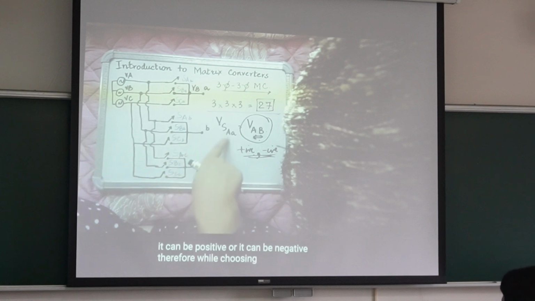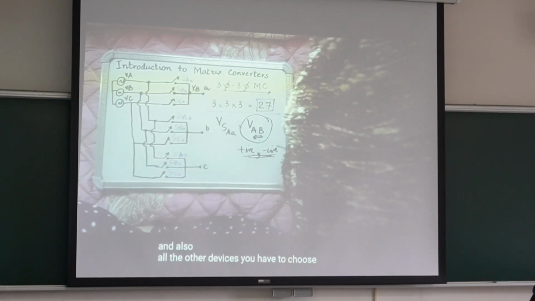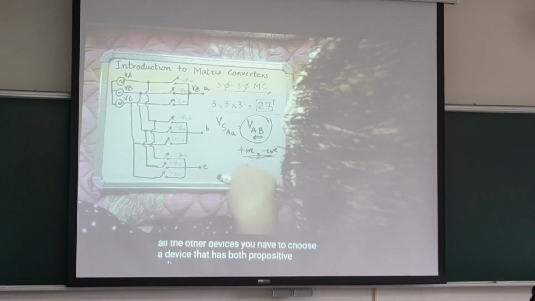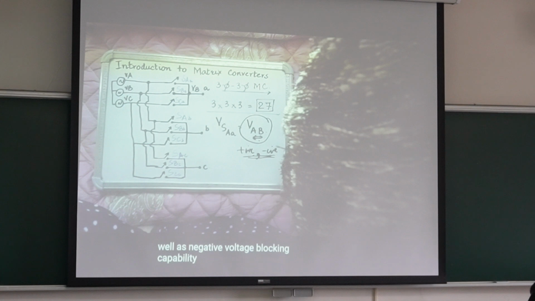Therefore, while choosing the device SAA and also all the other switch devices, you have to choose a device that has both positive and negative voltage blocking capability, because the voltage across the switch could be positive as well as negative.